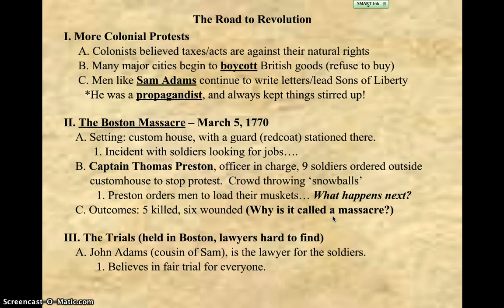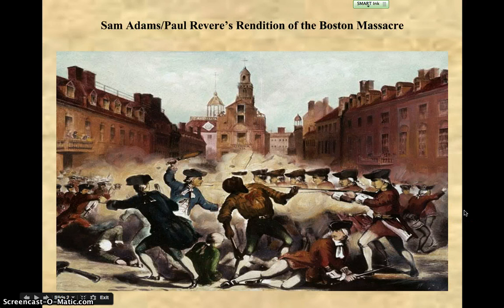Now, here is a painting by two men, a man named Paul Revere, who you'll hear about later in the unit, and a man named Sam Adams, who you know about. This painting represents the Boston Massacre in their eyes. And they say that, of course, they were there as witnesses and they saw this happen. If you look at the painting, you notice the redcoats stationed in their straight lines with their muskets drawn. There's Captain Preston giving the order to fire, and you see the redcoats all firing in straight lines at people, and innocent people getting shot at and falling down.